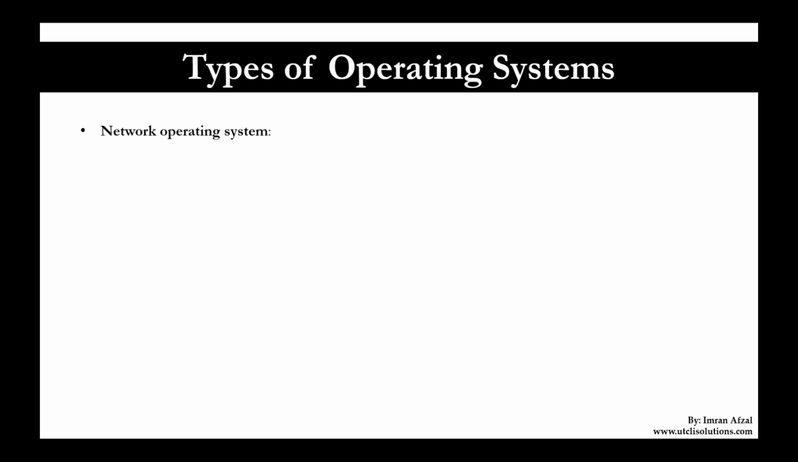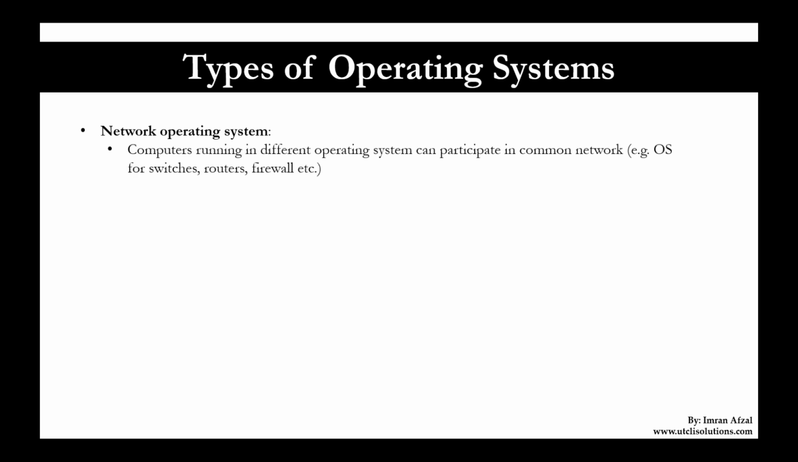Okay, moving on, the network operating system. Computers running different operating systems can participate in a common network. So, for example, switches, routers, and firewalls. All the network devices that we have, when we log into those devices to manage them, to open ports, to block ports, enable and disable, all that management of those devices is done by some kind of operating system that runs on those devices. That operating system is called a network operating system.